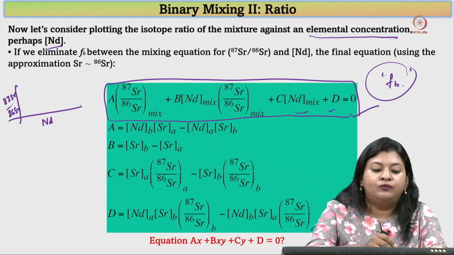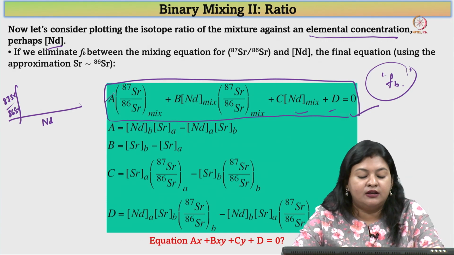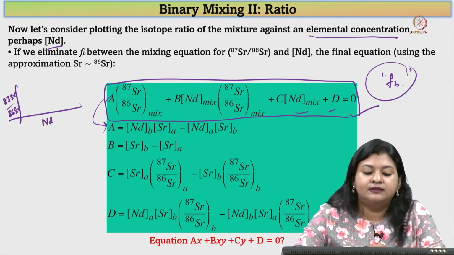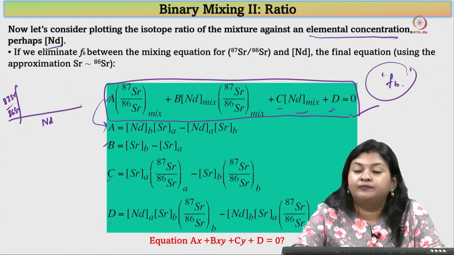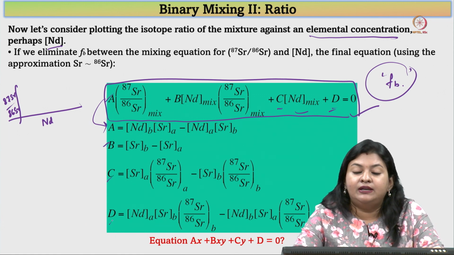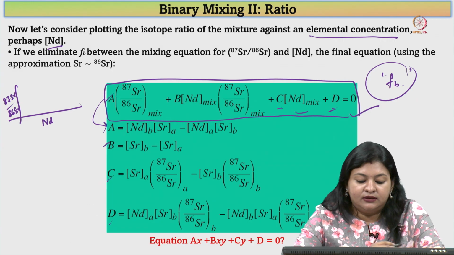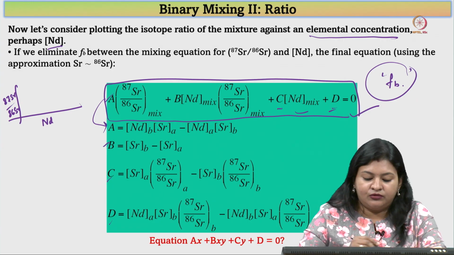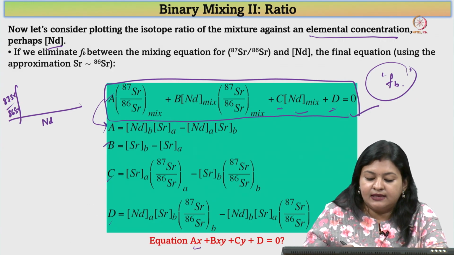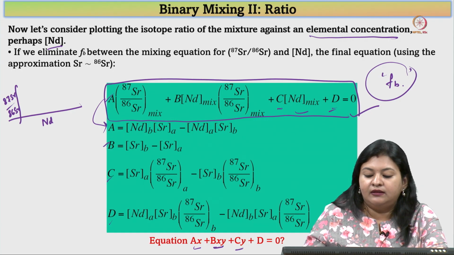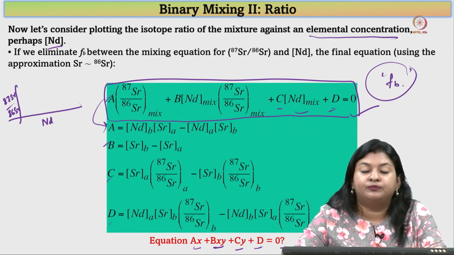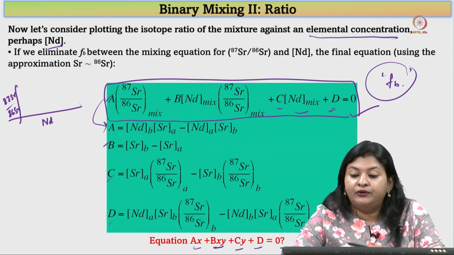And here, what do these coefficients mean? A is this term, B is this term, C here is this term, D here is this term, right. And you will see that now this is in the form of the equation Ax plus Bxy plus Cy plus D equal to 0.